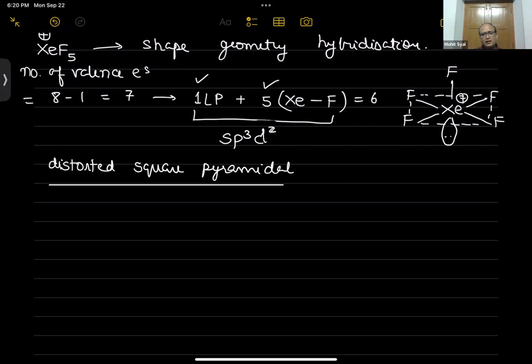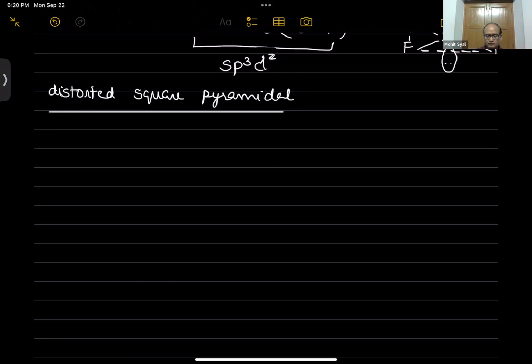Next is how the VSEPR theory helps us to decide the bond angles. With the presence of lone pair, what happens to the bond angles? Does the bond angle get reduced or become larger with the presence of lone pair? Lone pair is larger than bond pair.